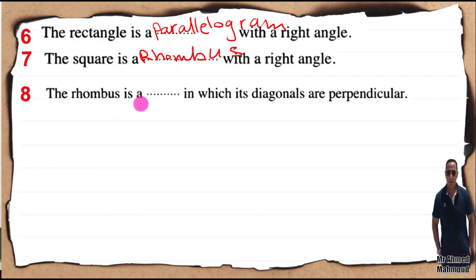Now the rhombus is what, in which the diagonals are perpendicular? What is the shape that, if I make its diagonals perpendicular, changes into a rhombus? Okay, the rectangle never changes into a rhombus, and the square never changes into a rhombus, because the square has more properties than the rhombus. But the parallelogram, if I make its diagonals perpendicular, will be a rhombus.